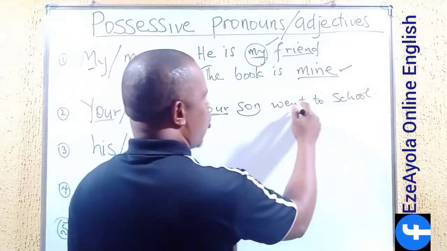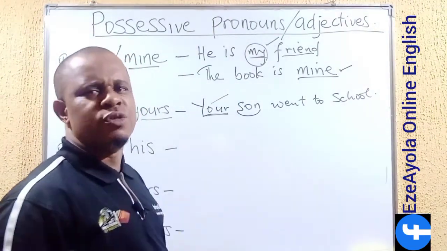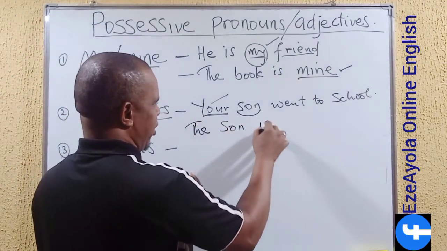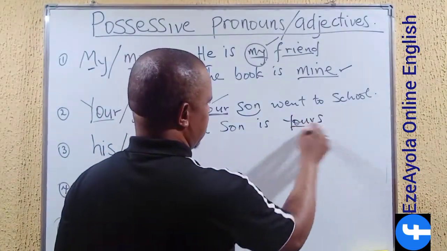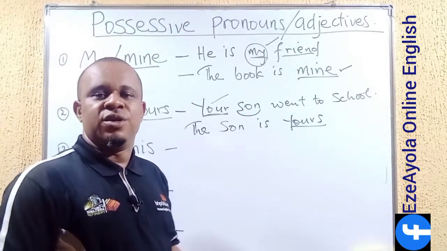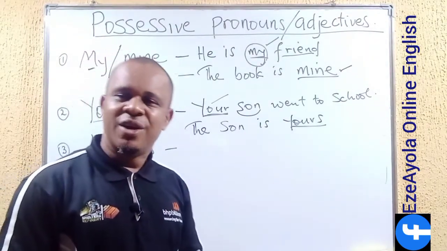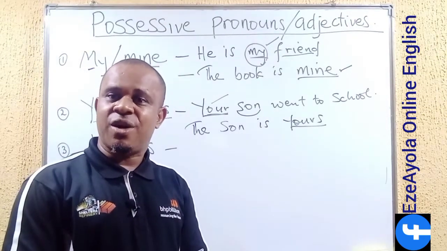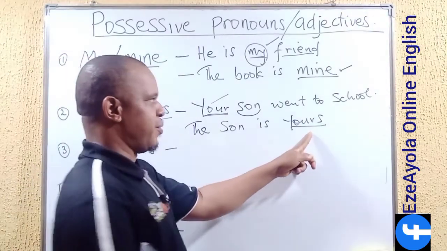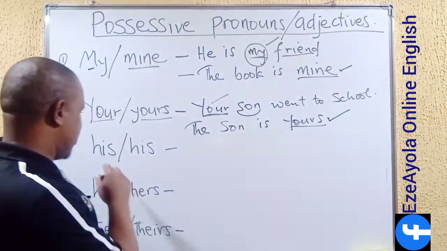Now, your son went to school. This is an adjective. How do we use it as a pronoun? The son is yours. Now look at it. The son is yours. Talking about your son. So somebody seeing the son, probably he's now coming back from school. Wow, I can see the son is yours. That's why you are coming back with him. Okay? Yours, pronoun. Take note. Yours, pronoun.